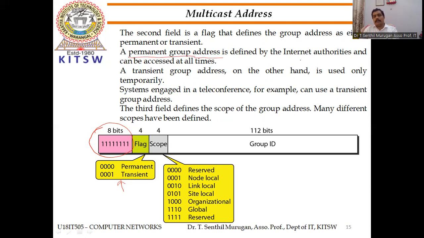Permanent group address means it is defined by the internet authorities. It is accessed at all times. But transient group, on the other hand, is only used temporarily. For example, when I use video conferencing through Zoom for your class members, for that purpose they will give some group IP addresses. That is considered as a temporary IP address.